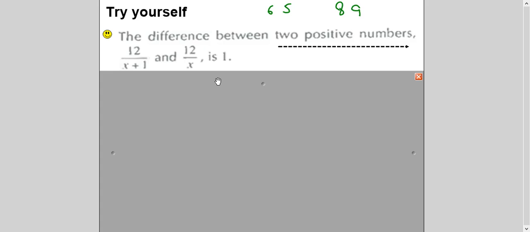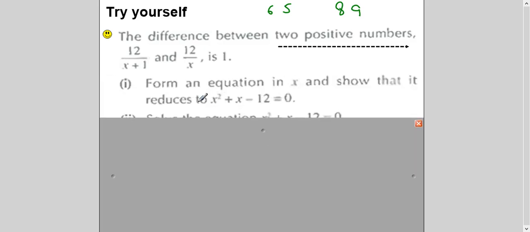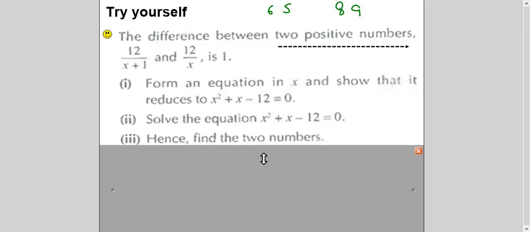Because we have seen this in the class, there are three parts of this question. The first part is giving you a hint: when you apply this concept of difference and form an equation, you should get this equation. The second part of the question is saying solve that equation. And the third part is saying find those two positive numbers. So let's start with the first part, where we have to form this equation.